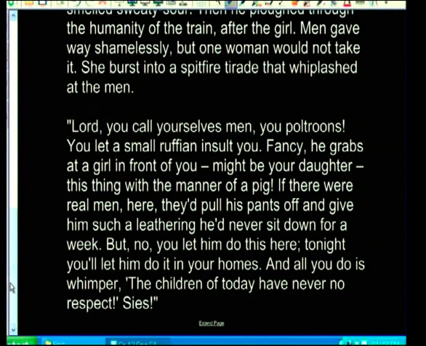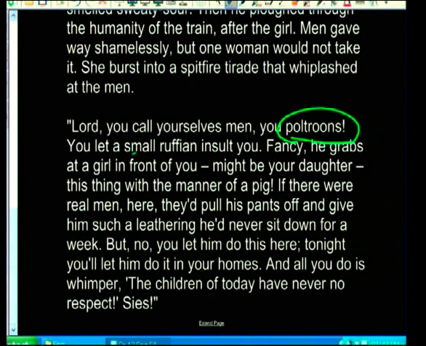Let's see how the next paragraph reveals the attitude of the passengers towards what they had seen. The elderly lady says, "Lord, you call yourselves men, you poltroons." Now the word poltroons would suggest that these men are cowards, that they allowed this young man to abuse an innocent young woman. "You let a small ruffian insult you." So it shows how insulted she was that these men, grown-up men, who some of them would have been fathers themselves, would not protect people that they see on the trains.